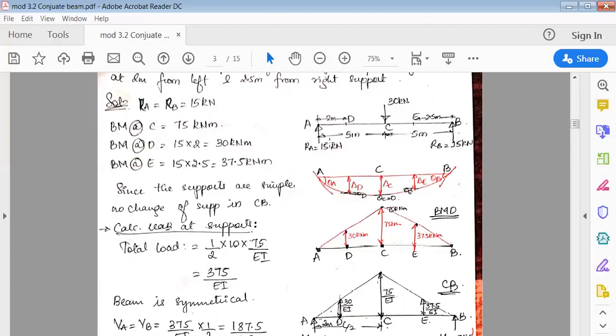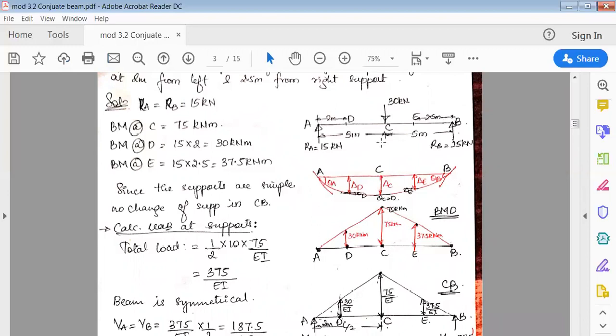Now see here, first the 30 kilonewton, which is placed exactly at the center, that is half of the distance, 5 meter, acting downward. Because it is symmetrical, this 30 kilonewton gets distributed equally to the left and to the right. So 30 kilonewton downward, and to the left and right it is 15 and 15. Upward load 30, downward load 30, so the beam is in equilibrium. So we found RA and RB.